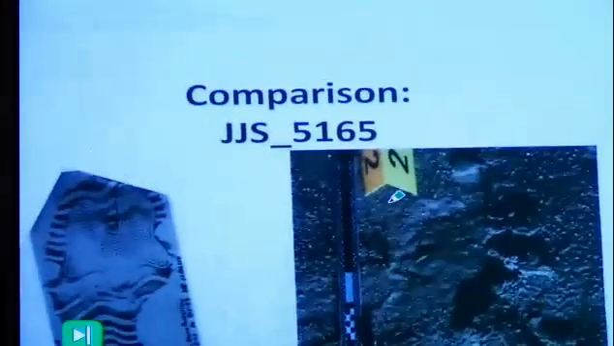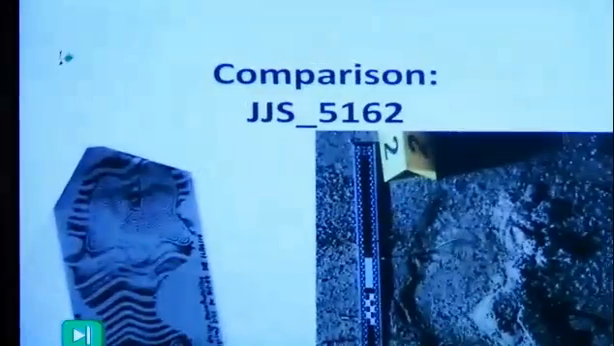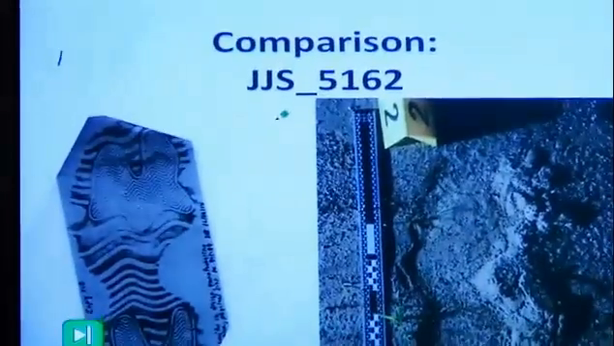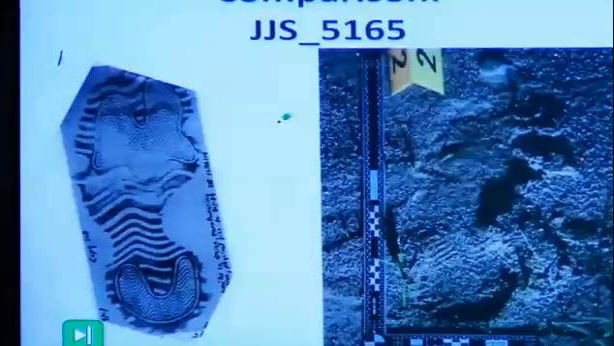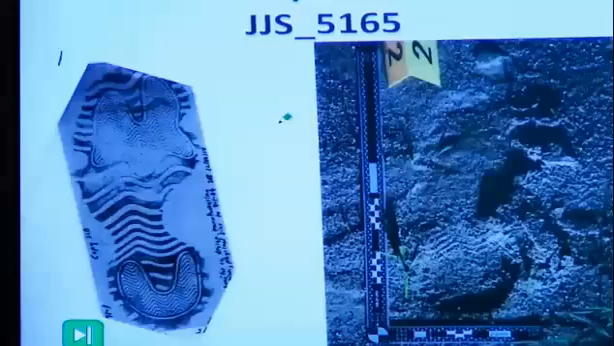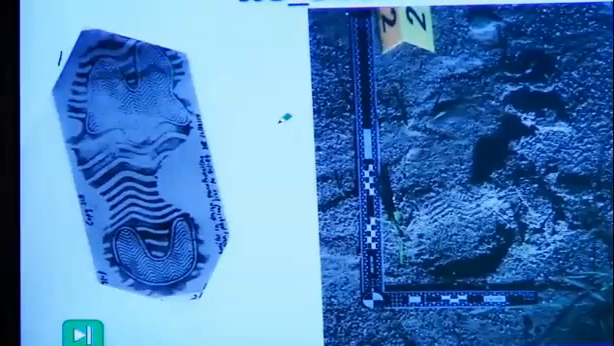Just show you this next one. This first one, just so we can distinguish, this is JJS 5162. Yes. So that's the one I just showed you. This one, JJS 5165. Just tell us about this.